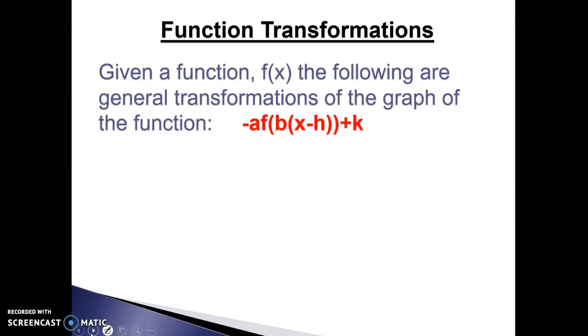Okay, so the big picture, what does this all look like all put together? Well, if you have a function f of x, these are the general transformations that can occur to that f of x. So we have all the way from, if you have a negative out front with a number a, f, and then anything on the inside b, and then x minus h, and then we have plus k on the outside. So if it's on the outside, that all happens vertically, but if it's on the inside, it all happens horizontally.